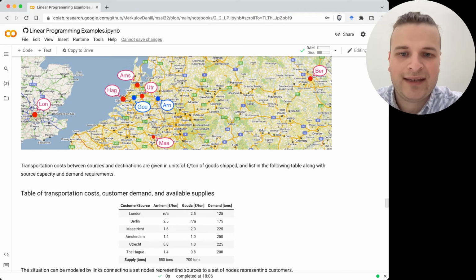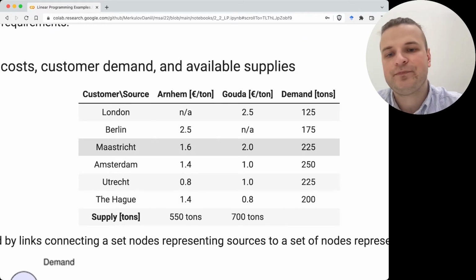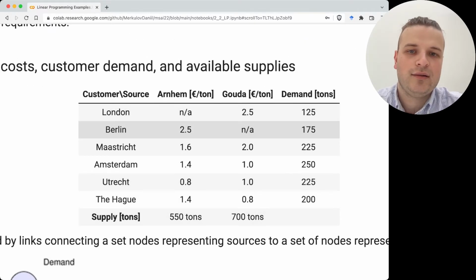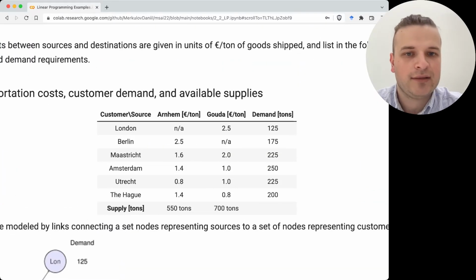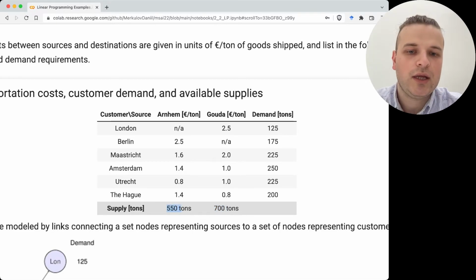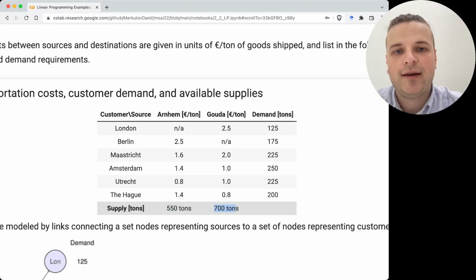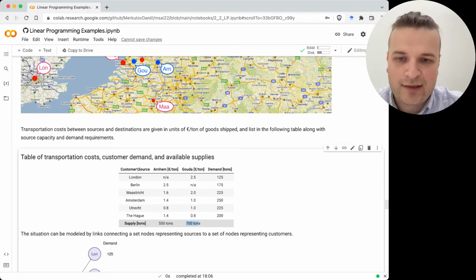Here we can put all this information into a table. For example, we have 2 cities, Arnhem and Gouda, which are producing something in the amount of 550 tons and 700 tons, let's say per day. I don't know, it doesn't matter here. And we have the consumers of the product.